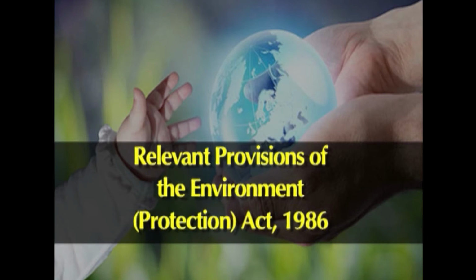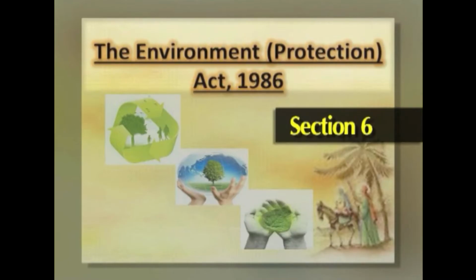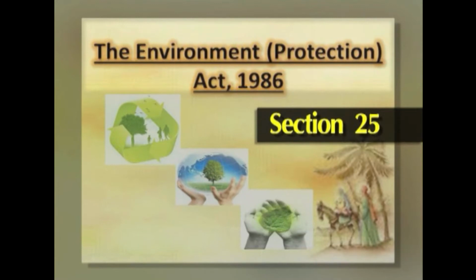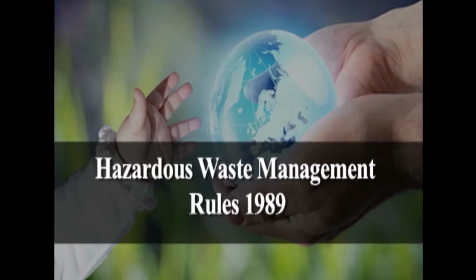Relevant provisions of the Environment Protection Act 1986. Under Section 6, the notification in the Official Gazette make rules to regulate environmental pollution. Under Section 8, no person shall handle or cause to be handled any hazardous substance except in accordance with such procedure and after complying with such safeguards as may be prescribed. The central government may by notification in the Official Gazette make rules for carrying out the purposes of this Act under Section 25.